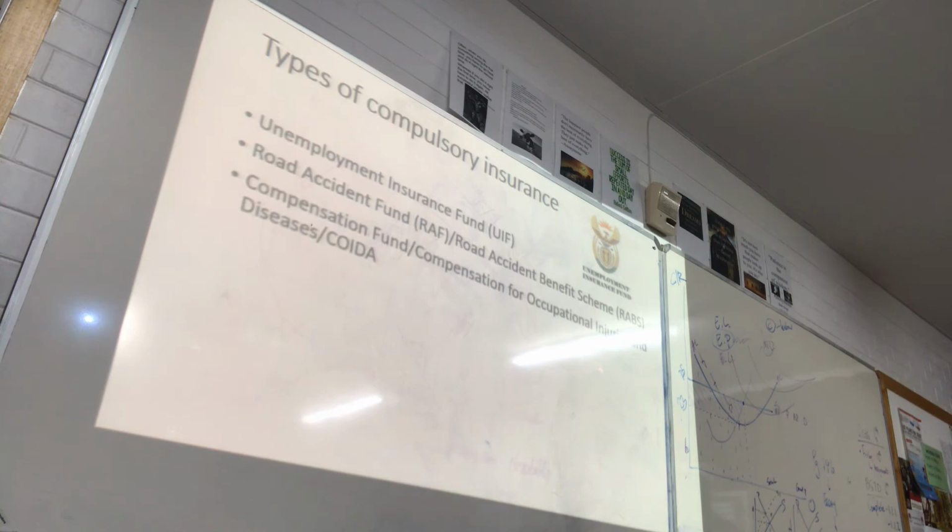COIDA, which is paid by the company, you learned about this in the first chapter. That is also compulsory insurance. Note: do not confuse compulsory insurance with examples of long-term insurance. There is a difference.